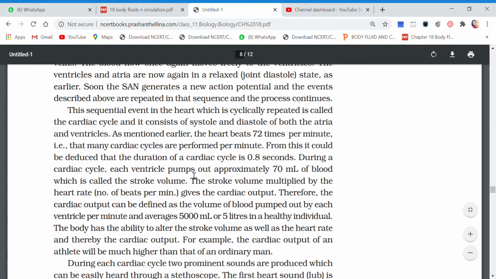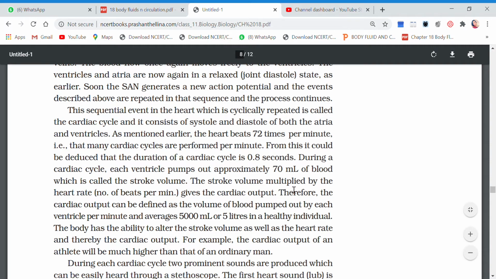Only ventricle. See, how much blood is pumped out by the ventricle? 70 ml of blood, which is called stroke volume. You have to underline this. What is stroke volume? The volume of blood pumped out by the ventricle in a cardiac cycle. And how much is it? It is 70 ml. This is called stroke volume.